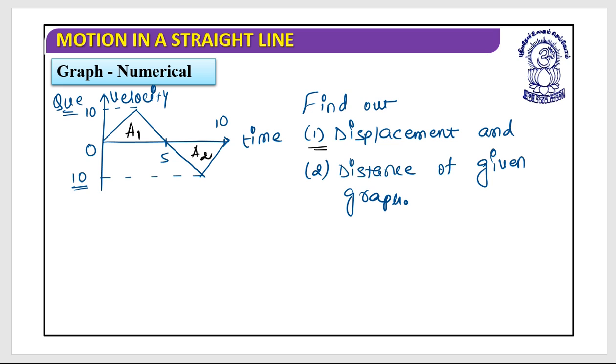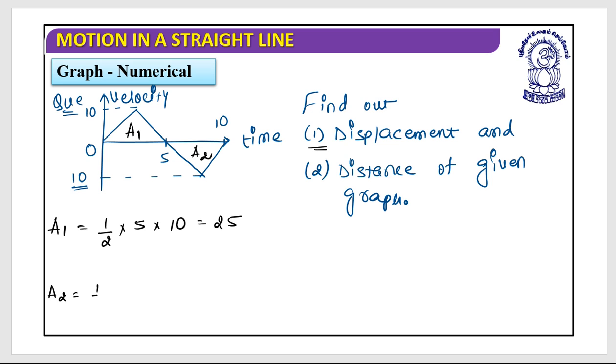Let's first write down the value of these areas. If I write area 1, it is a triangle, so half into base into height. This is 1 by 2 into 5 into 10, that comes to 25 units.